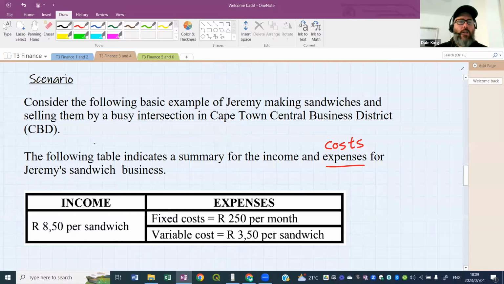All right, let's have a look at the table. We have two columns. We have an income and an expenses column. On the left, the income, it says there R8.50 per sandwich. So one sandwich, R8.50. Now, if this is income, then this is when he sells. When he sells a sandwich, that is the income.